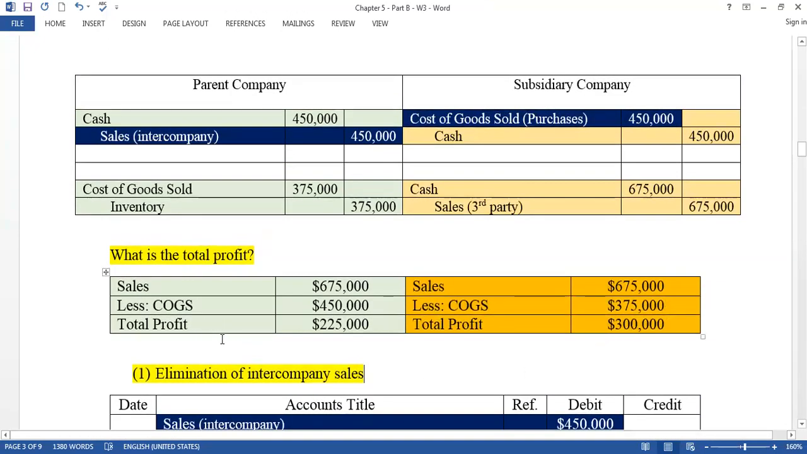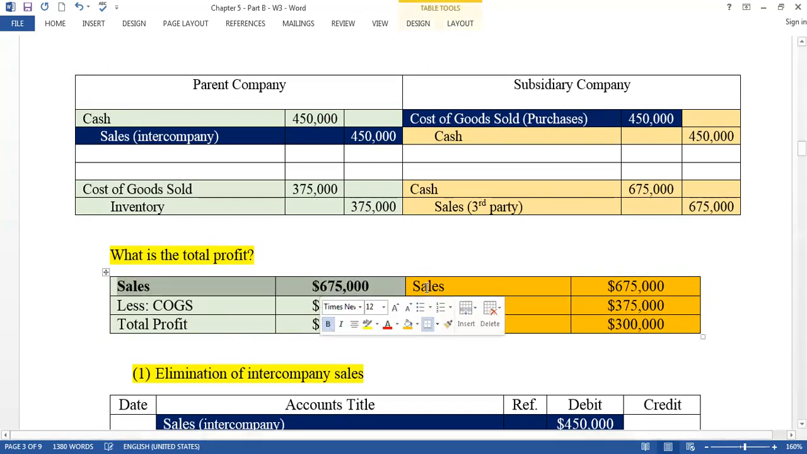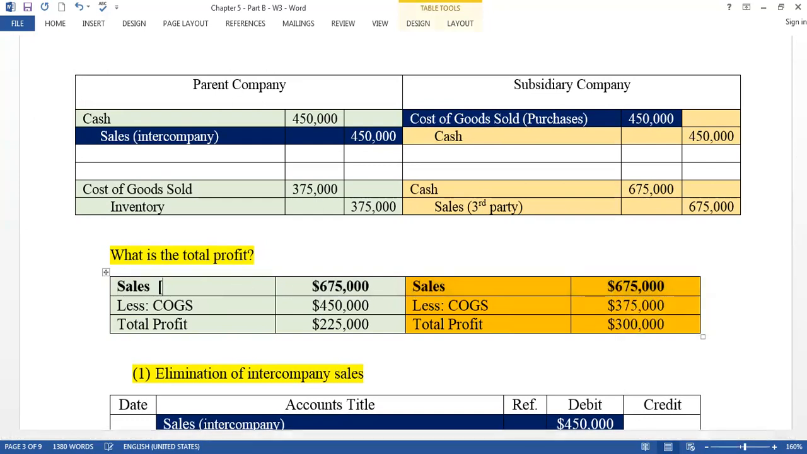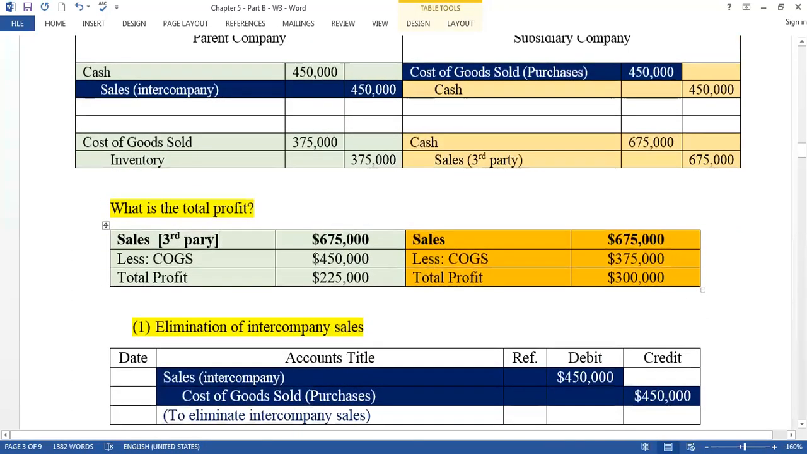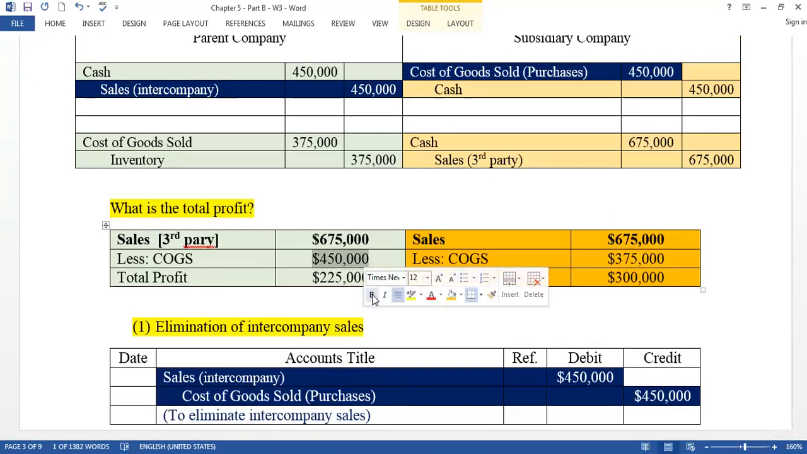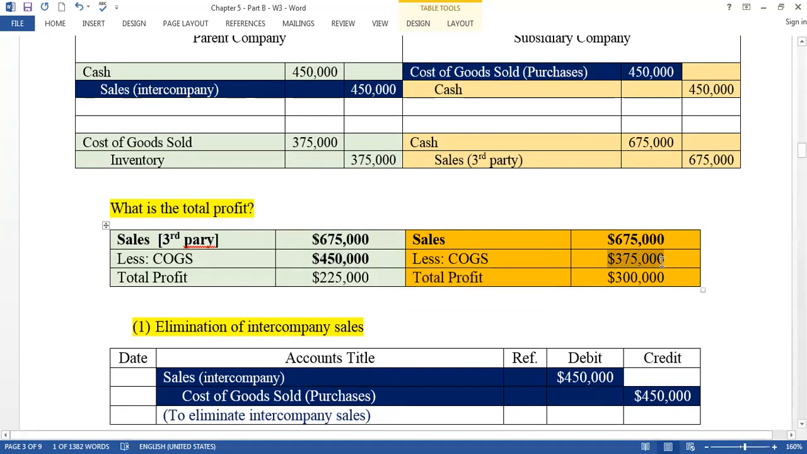So how to calculate the realized profit? Look here, sales. Sales is common in both situations because this sales is related with a third party. So whenever we have sales with a third party, we have to record it as consolidated sales, right? Now, which one is the accurate cost of goods sold, 450 or 375? Yes, because this one is related with a third party, right? Yes, very good. So this one is related with a third party.